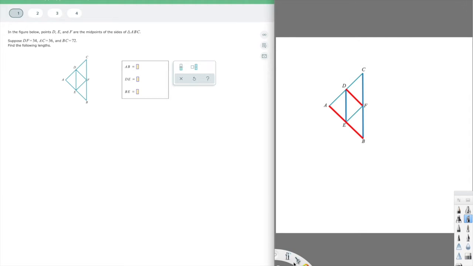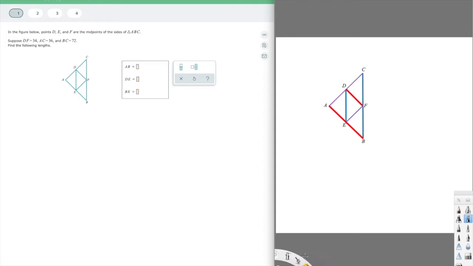And then the last one, we'll make the last one pink here. We have EF, and that would be parallel to this guy here, which would be CA or AC. So it's just a quick way. I just wanted to color code that so we could see how these pieces work together.